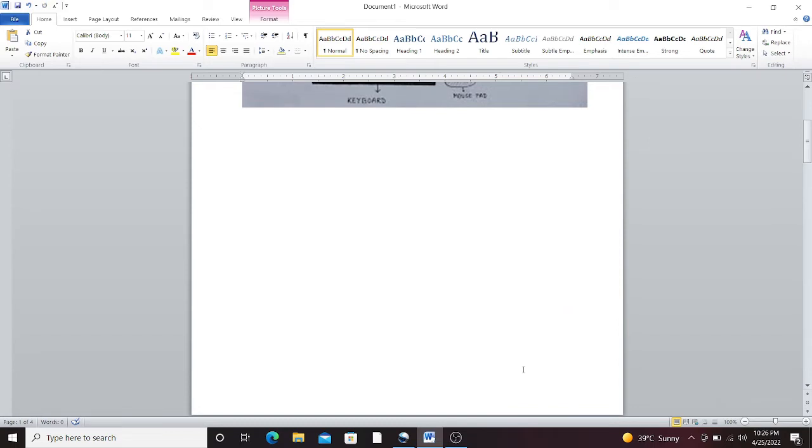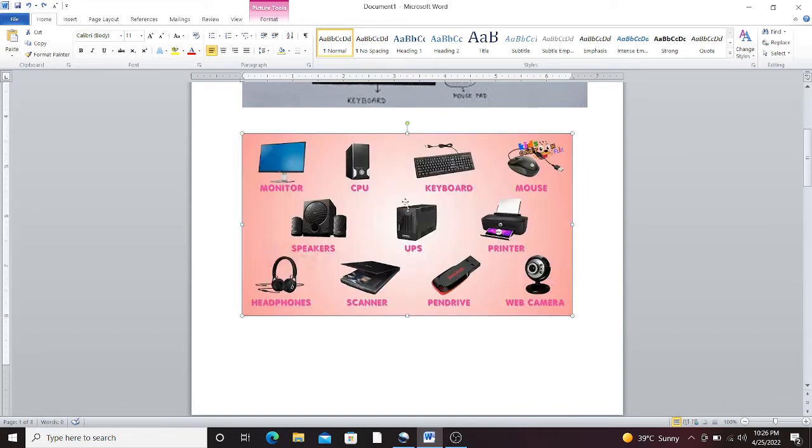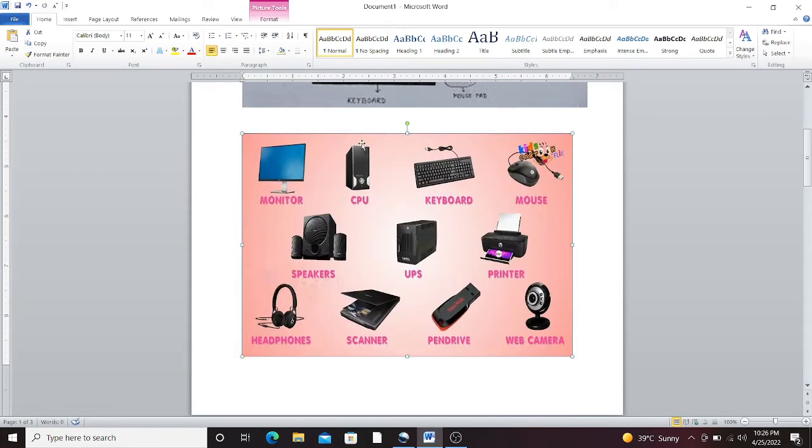You can see this is the CPU, right? This is also called the brain of the computer. Why is it called the brain of the computer? Because the whole processing is done by this device only. Whatever command you give to the computer, this processing device will work on it. That's why this is the brain of the computer.